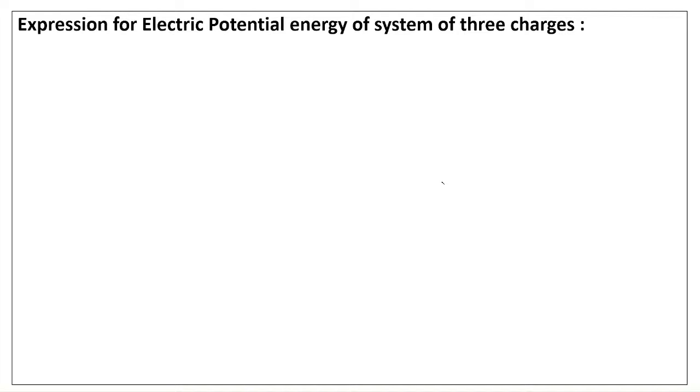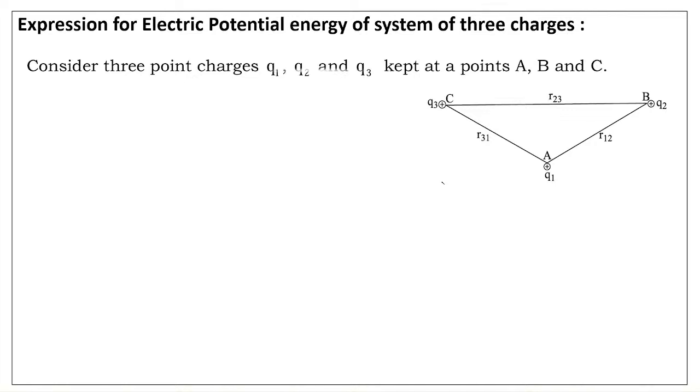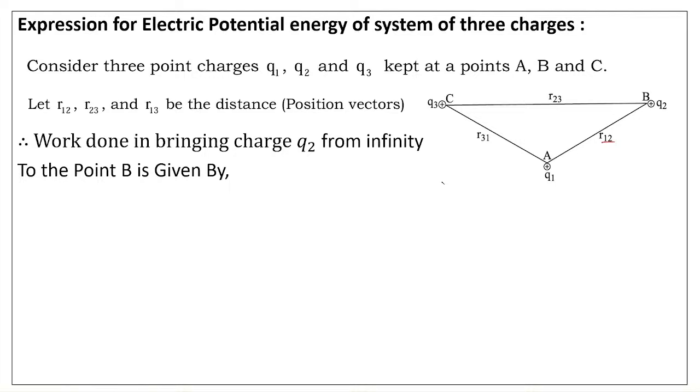Next, expression for electric potential energy of system of three charges. From figure, consider 3 point charges Q1, Q2 and Q3 kept at points A, B and C. Let R1,2, R2,3 and R1,3 be the distances, position vectors. Therefore, work done in bringing charge Q2 from infinity to the point B is given by W1 is equal to 1 by 4 pi epsilon naught into Q1 Q2 by R1,2.